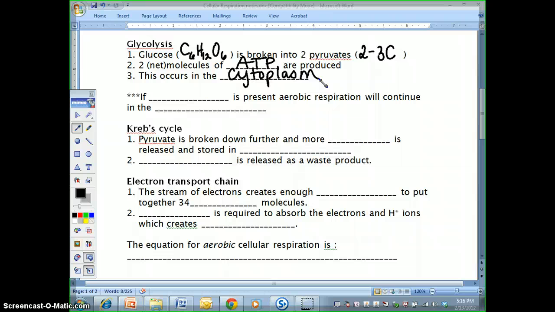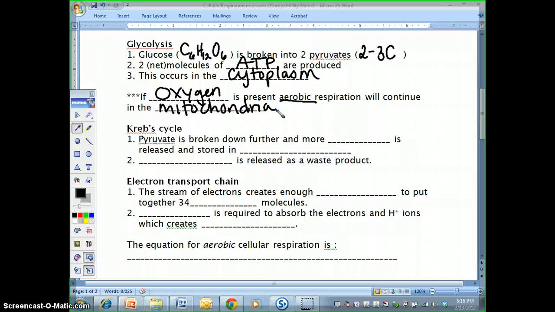So if oxygen is present, then what's called aerobic respiration will continue on in the mitochondria. There's aerobic respiration and anaerobic respiration. We're going to talk about aerobic respiration right now, which is glycolysis followed by the Krebs cycle and the electron transport chain.